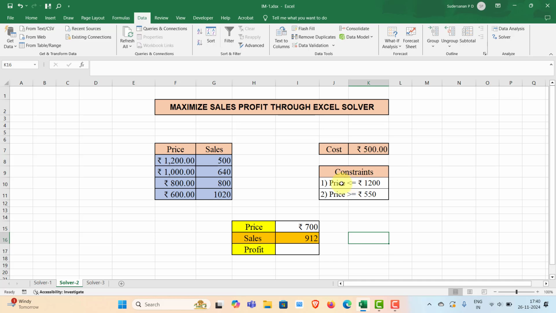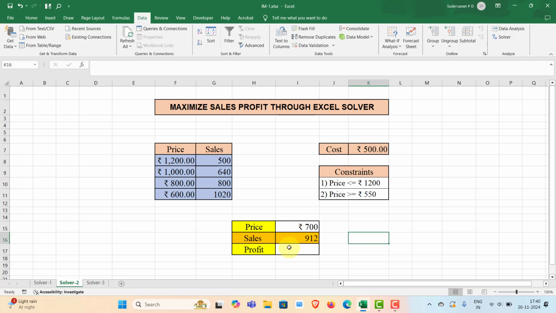I also have constraints. The price of the product cannot be too high, so I'm limiting the price to less than or equal to 1200. And I don't want the price to be too low either, because 500 is the cost of the item, so I need some profit. So at least the price should be 550 or more, so that there will be a profit of 50 rupees. So between 550 and 1200, the price should fluctuate. And you should find out what will be the maximum profit out of this. What price you need to fix to get a maximum profit.